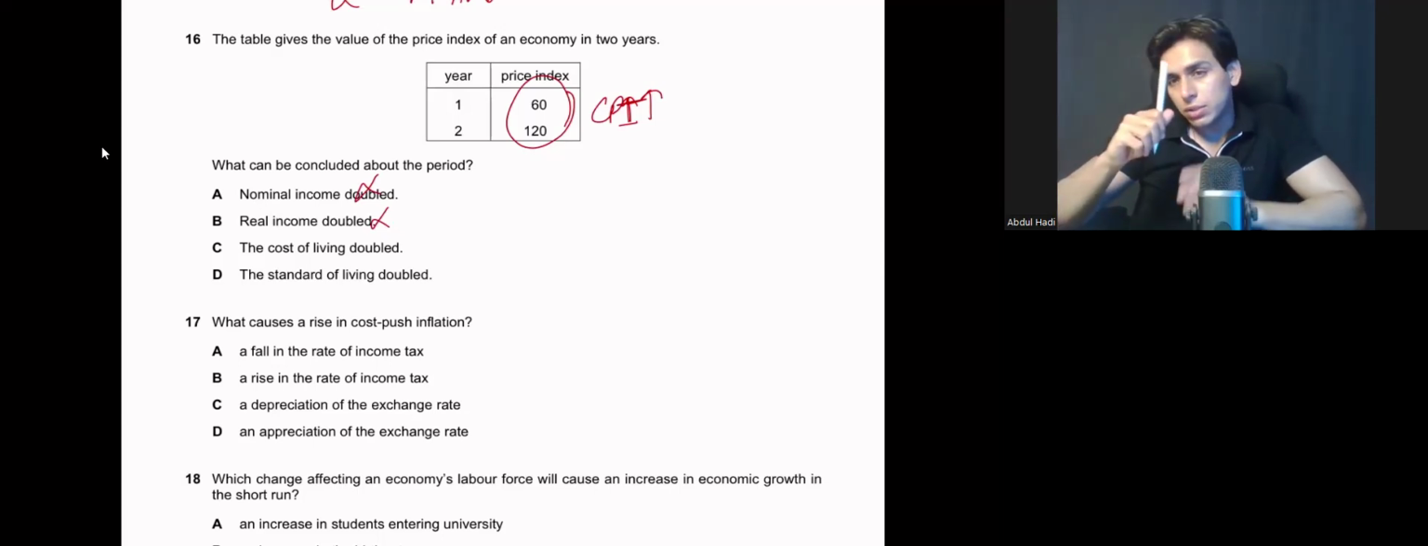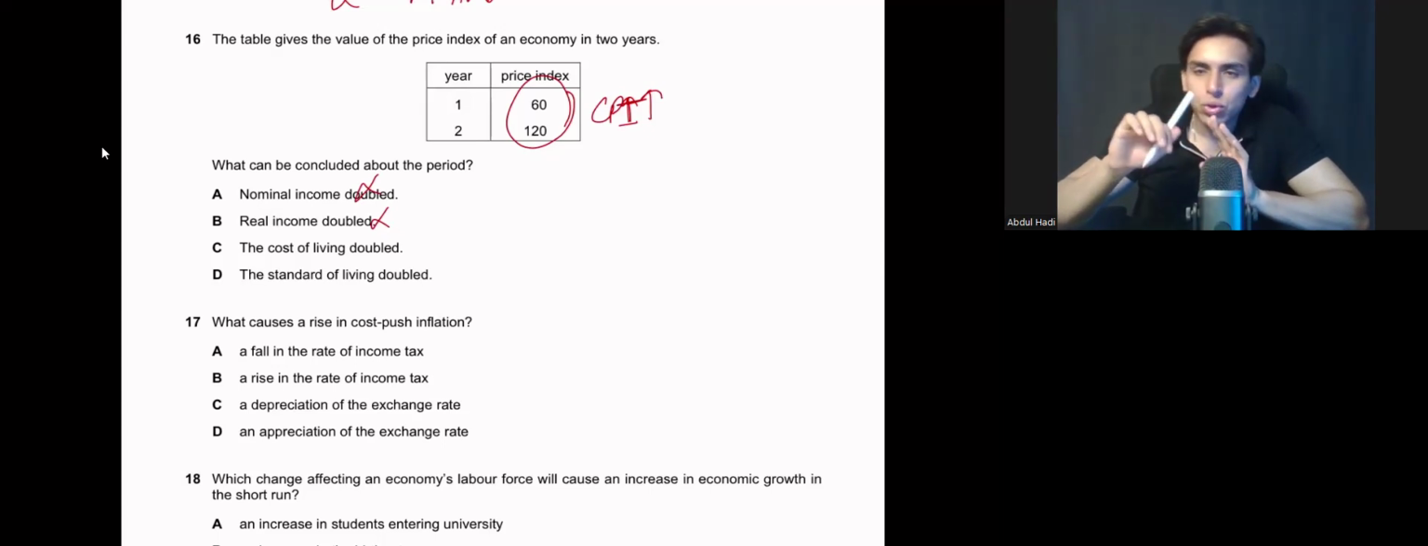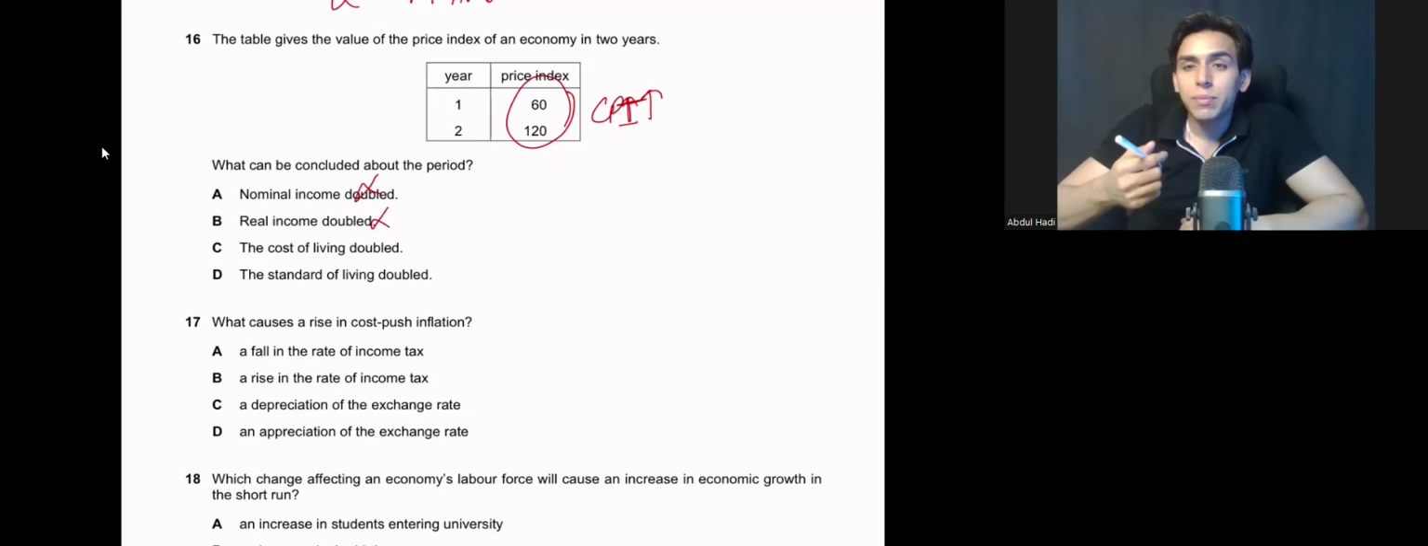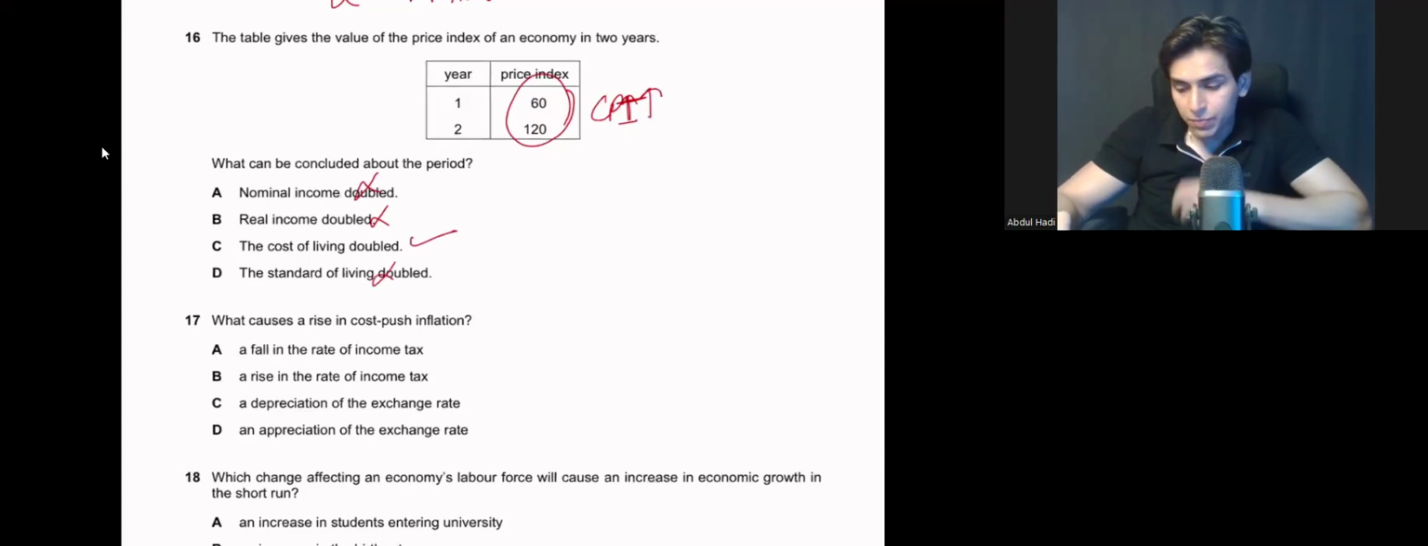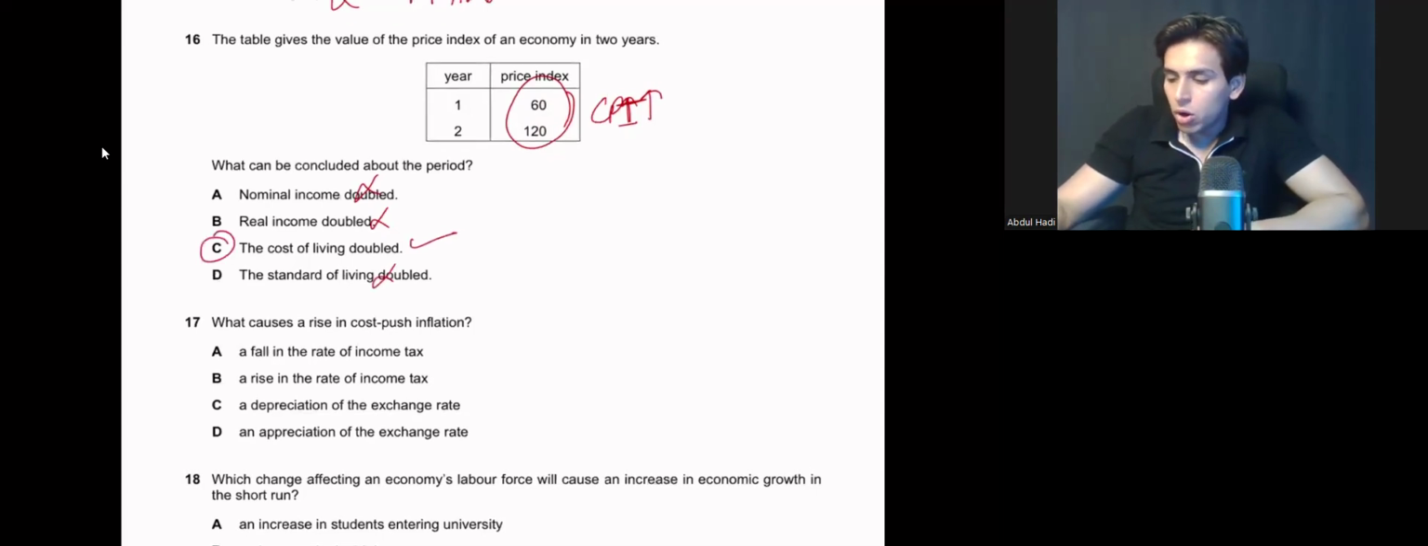Why? Because this pencil in year one used to cost around $10. Now the same pencil is costing me around $20 because the CPI is doubling in rate. So the price of this pencil will double. So this could be correct. The standard of living doubled? No, the standard of living fell. Answer is C.